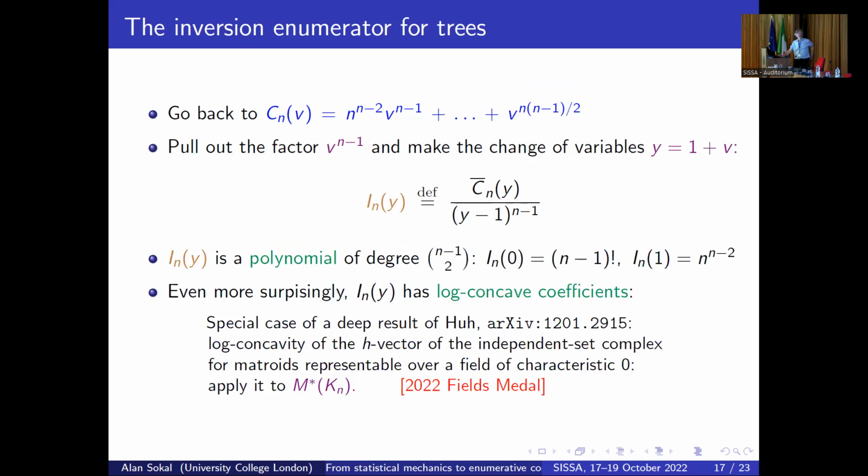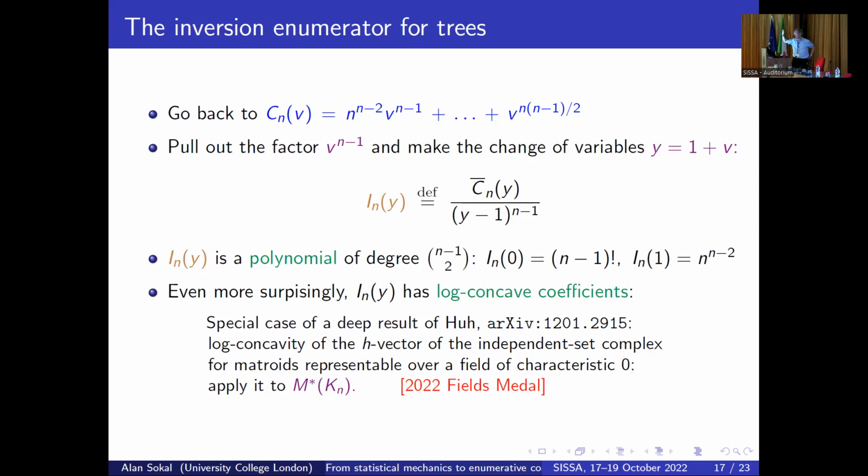Even more surprisingly, if you look at the coefficients of this polynomial, they're log concave. That is, the logarithms of them form a concave function of n. That's a little bit more of a surprise. I had discovered it empirically, and I didn't know what to make of it. It turns out it's a special case of a deep result of June Huh from 10 years ago, where he proved the log concavity of the h-vector of the independent set complex of any matroid representable over a field of characteristic 0. Doesn't matter if you know what that is.